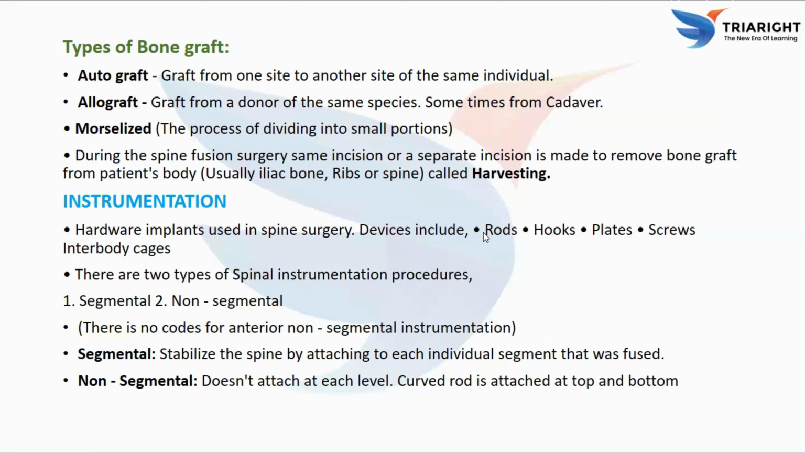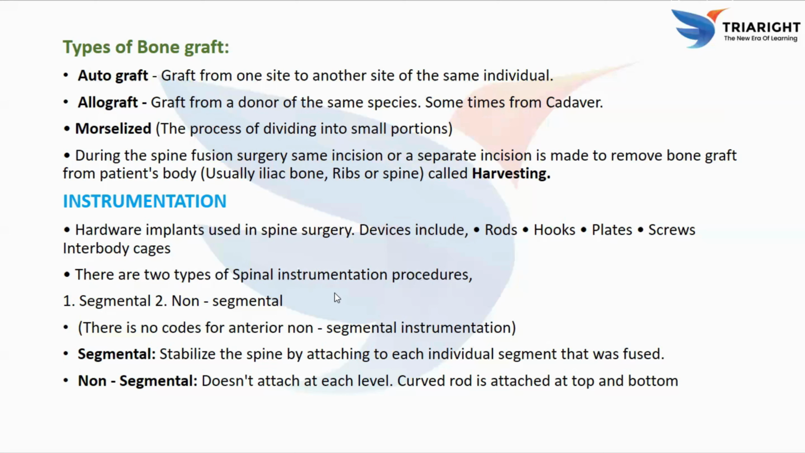Next is instrumentation, the spinal hardware. So what is instrumentation? Metal implants used to stabilize the spine until the fusion occurs. What are the common devices used? Rods, hooks, screws, plates and interbody cages. So instrumentation does not cause the fusion. It only holds the spine still so fusion can happen.